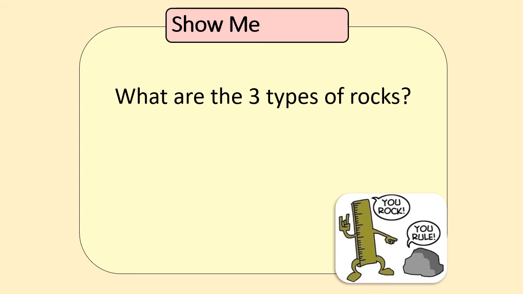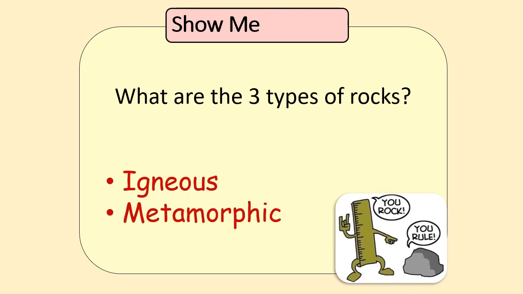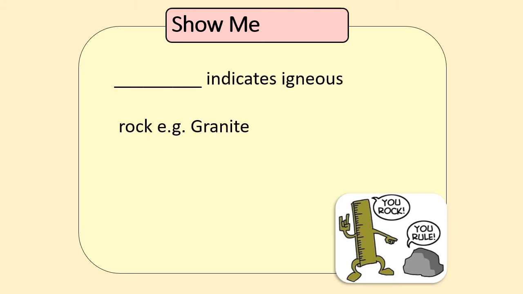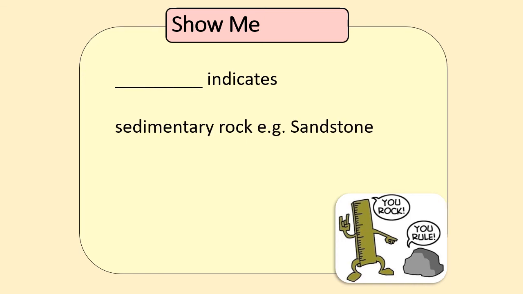So what were the three types of rock? Those were igneous, metamorphic, and sedimentary. Our next question. What indicates that a rock is igneous? For example, granite. What is inside the rock that indicates that it's igneous? Well, the answer to that one is crystals. For our next one, what indicates that a rock is sedimentary? For example, sandstone. What about the rock indicates that it is sedimentary? The answer to that one is grains.